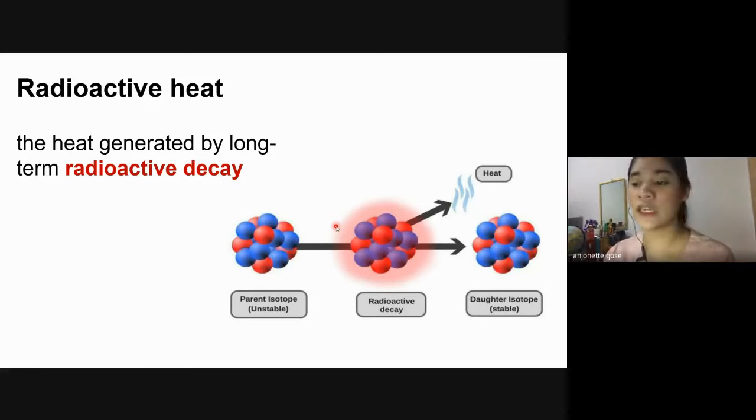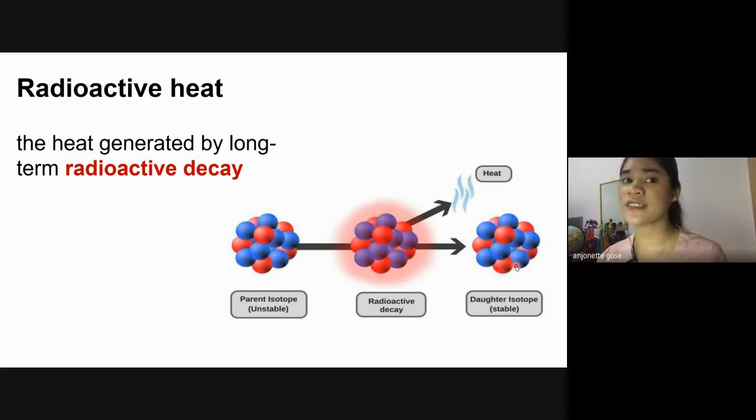Now, paano ngayon nagpo-produce yung heat? Look at this diagram. We have here the parent isotope. The parent isotope is said to be unstable. Let's say, for example, this is uranium. Yung isotope na tinutukoy natin dito, it refers to the number of protons and electrons orbiting around the nucleus of the atom. Yung uranium na yan ay kailangan mag-undergo ng process of radioactive decay, mabubulok. The purpose niya talaga sa radioactive decay is to produce a daughter isotope, na meron ng different numbers of protons and neutrons around the nucleus.